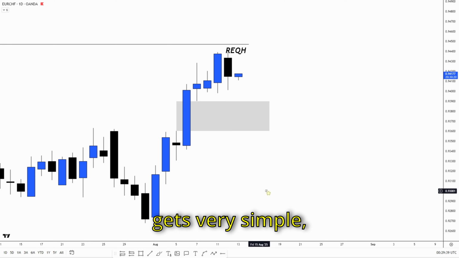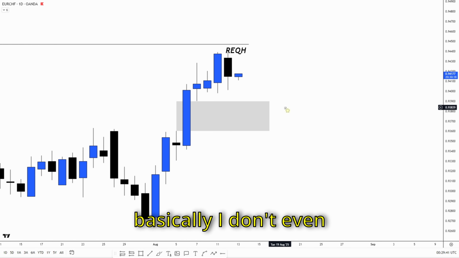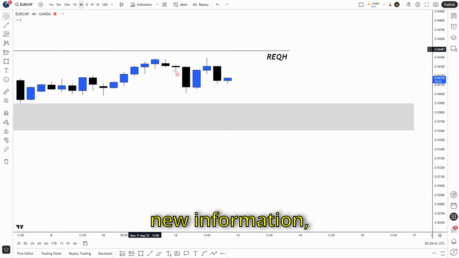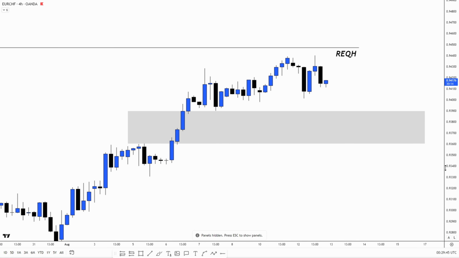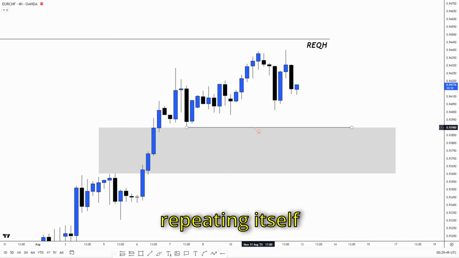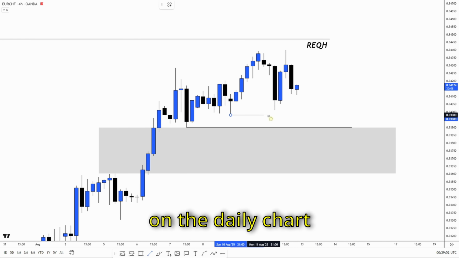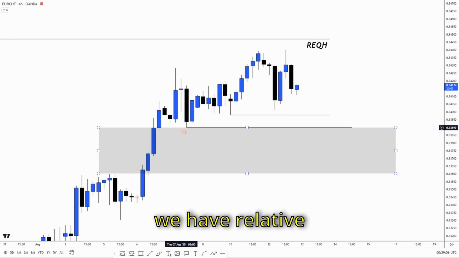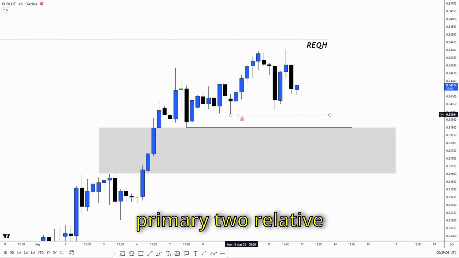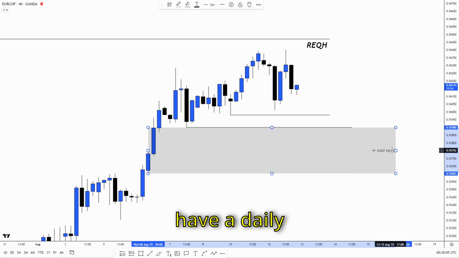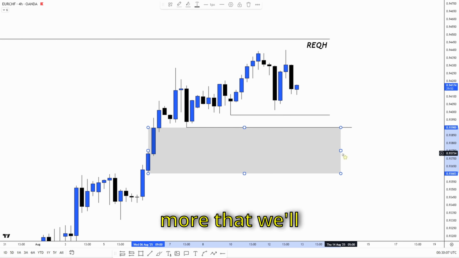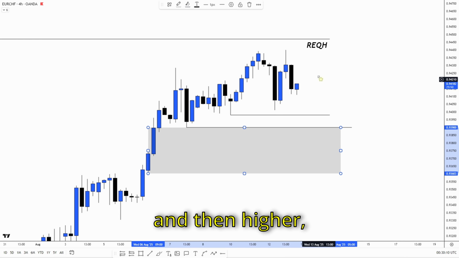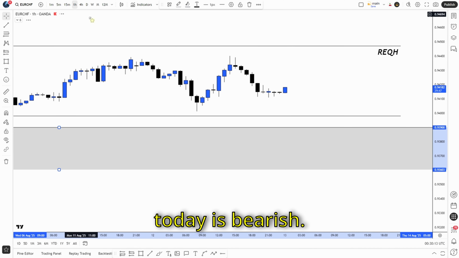This is where it gets very simple, right? This is where basically I don't even tell you much more new information, but you still have to understand it. This pattern is basically just repeating itself. That we just saw on the daily chart to the upside, now we're seeing it on the downside. We have relative equal lows, we have relative equal lows again. Those are the primary two relative equal lows. In addition, we have a daily FEG indicating more that we'll go lower first and then higher, which is exactly why my bias for today is bearish.